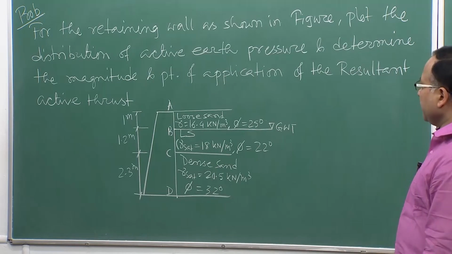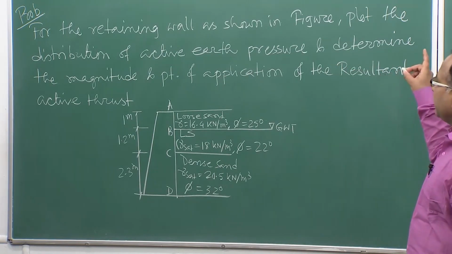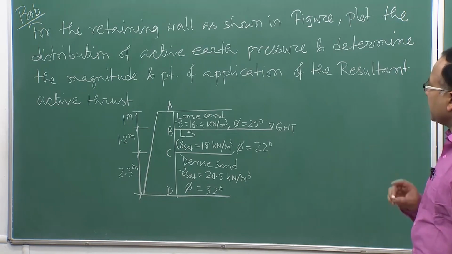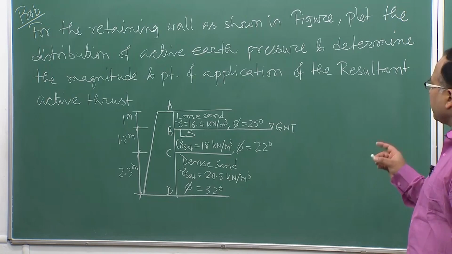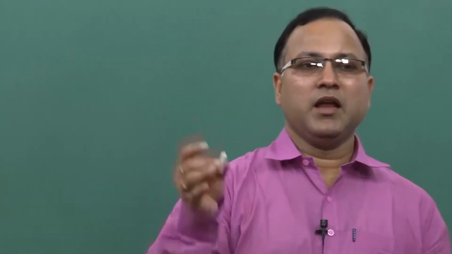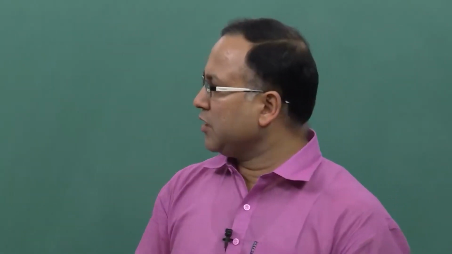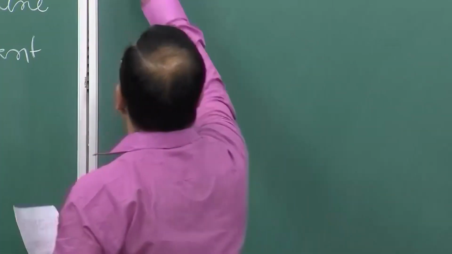Okay. And you need to find out, first, the plot of the distribution of active earth pressure and determine the magnitude and point of application of the resultant active thrust. So, first we will find out the distribution of the active earth pressure, and from the distribution we can find out the resultant active thrust as well as the point of application. Okay. So, let us solve this problem.